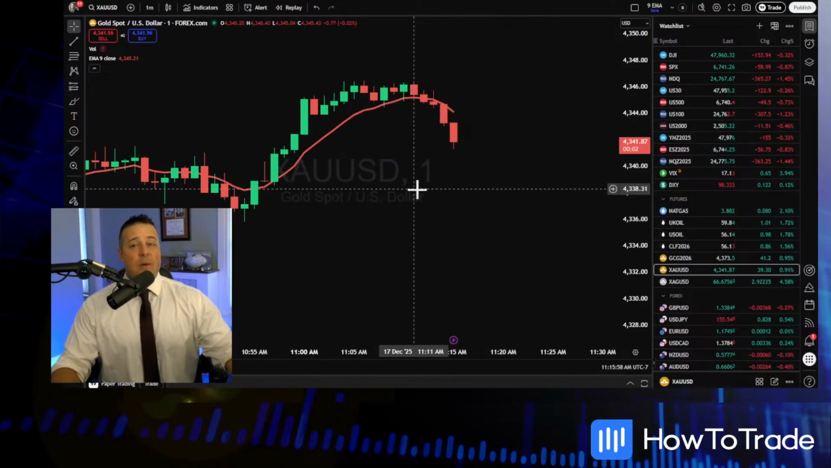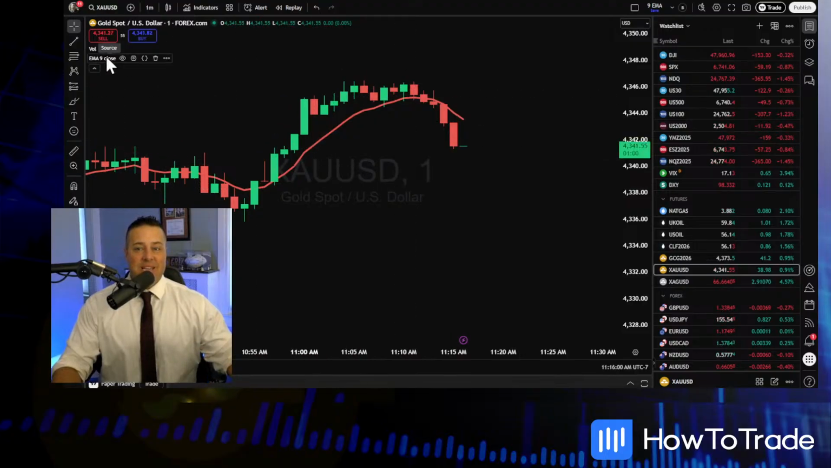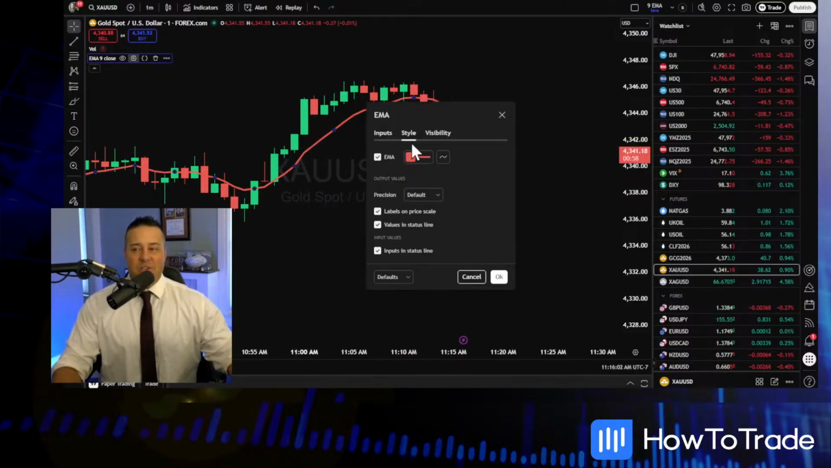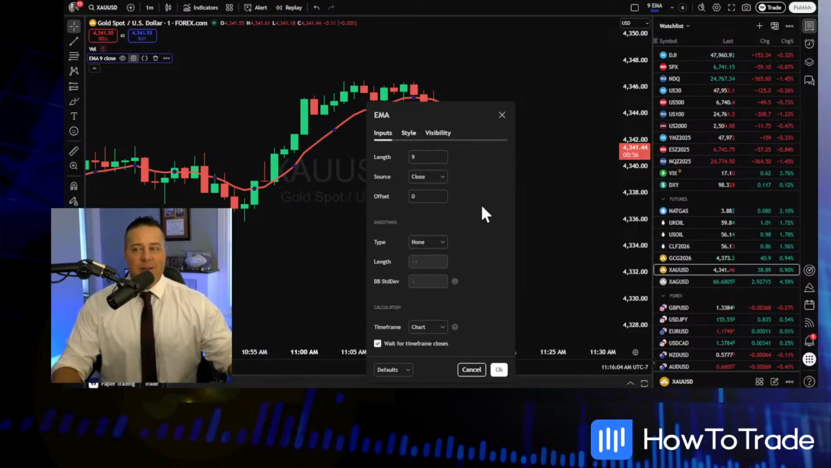9 EMA, our periodicity is 9, so you just go right up here to settings, make sure we're dialed in. There's settings, the style. I always like red when I'm trading one. The source is the close. You're going to leave that dialed into the close, and the length is 9. Smoothing, don't worry about any smoothing. And also the time frame, we're just going to put that as a chart overlay. That's it. The close, that means it's going to be based on the closing value of the price bar.